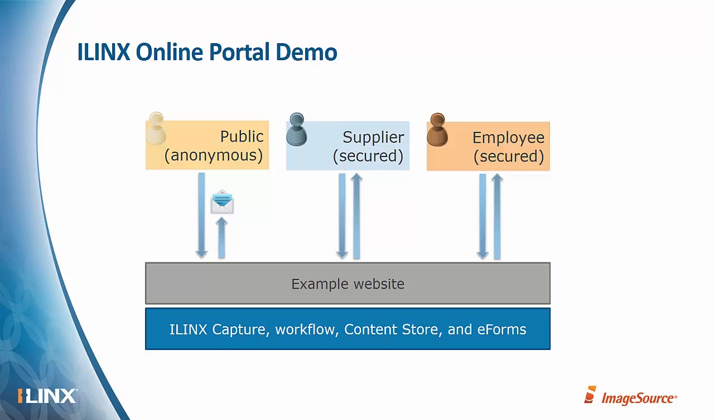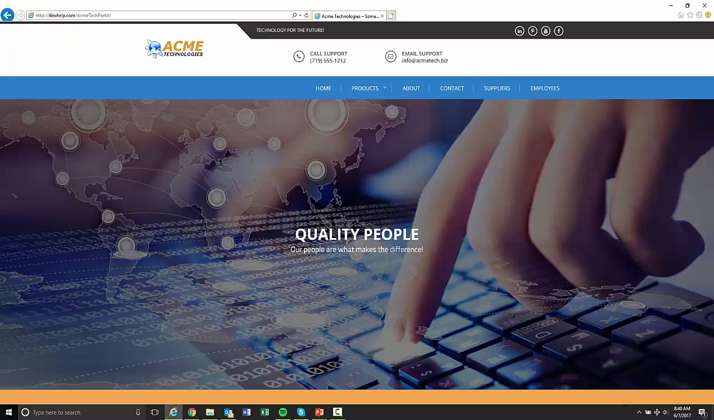online portal. So while we'll be interacting with the sample website, under the covers is ILINX Capture, Workflow, Content Store, and eForms. So we'll see some of the ways that these product components can help self-service public and supply chain people and even employees. So I'm going to switch over to our example website.